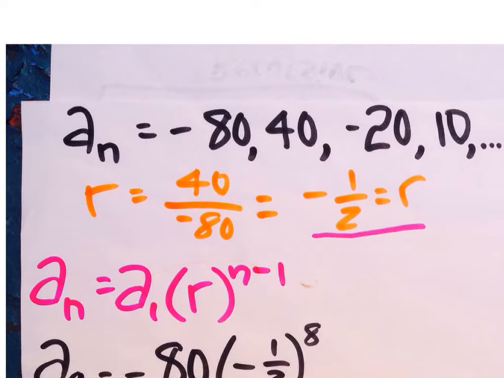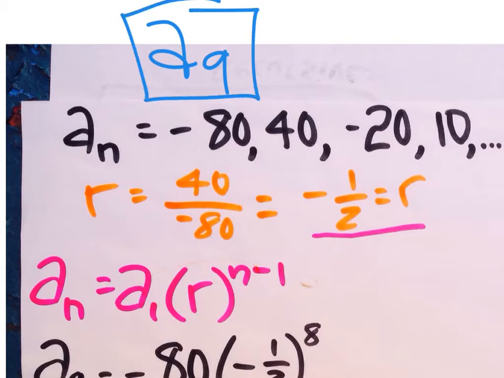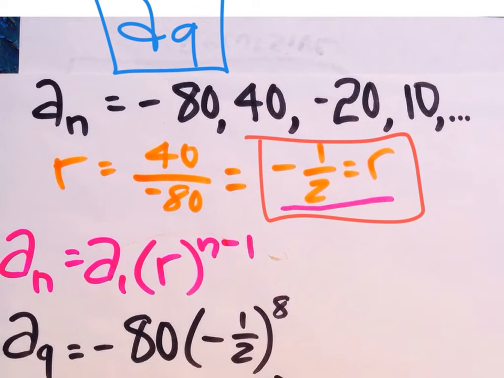So here we have a sequence that oscillates from negative to positive, and we're going to be looking for the 9th term in this sequence. So that is our objective. How do we find the 9th term? First, we're going to need to figure out what the ratio is, and we know that we're going to take a term and divide it by the previous term. So 40 divided by negative 80 is going to give us negative 1/2. This is our ratio, so we can now move forward and apply that to our explicit equation formula.